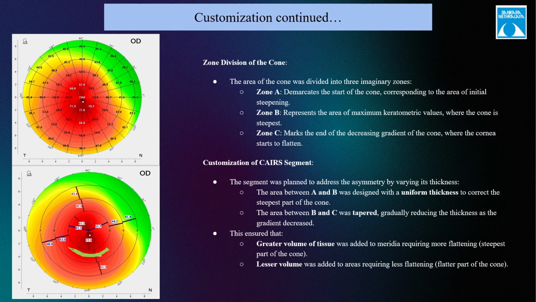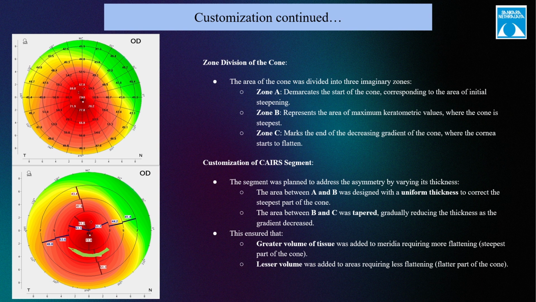So over here you can see the axial sagittal map, which is a large curvature map. On the left side you can see it. If we divide the area of the cone into 3 imaginary zones, zone A, B and C. Over here the keratometric values are mentioned and this is the area of the cone.